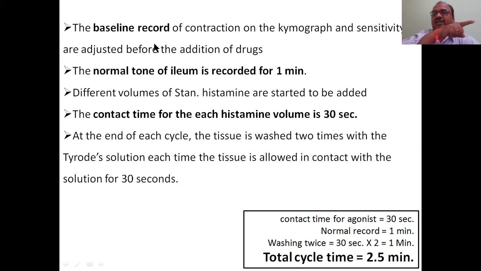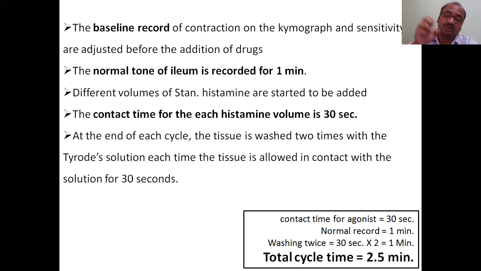Baseline first. That is called a baseline. When it contracts, the curve will come. Curve is different, straight line is different. Baseline record you have to maintain, and baseline is the normal tone of the ileum. Before giving a standard or before giving a test, you will get a normal tone. That is called a baseline. For 1 minute you have to run. Okay. Then whenever you are giving histamine, you just wait for 30 seconds so that it will be contracted.